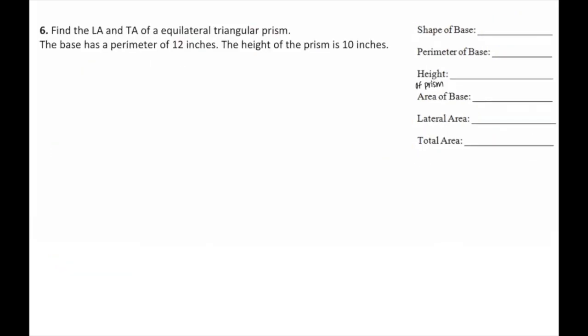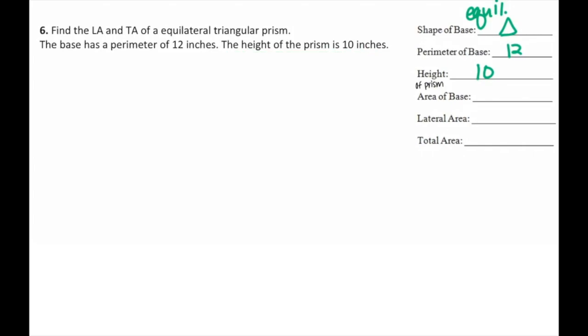All right, last problem. Number 6 says find the lateral area and total area of an equilateral triangular prism. Okay, big hint. What's the shape of the base here? It is an equilateral triangle. Nice. Okay, so the perimeter of the base. Well, it tells us the perimeter is 12 inches. Let's fill that in. Then it asks for the height of the prism. What do you know? It tells us that too. So we have most of our things filled in here.